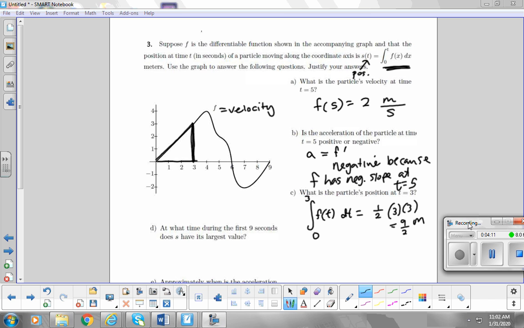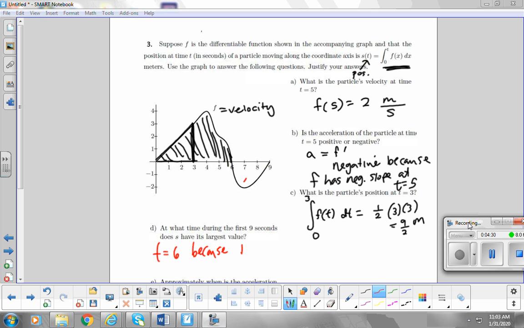So up to time 6, we're adding on area, adding on area, adding on area. Oh, now we are taking away area. Right? So where is it going to be the biggest? At time 6.